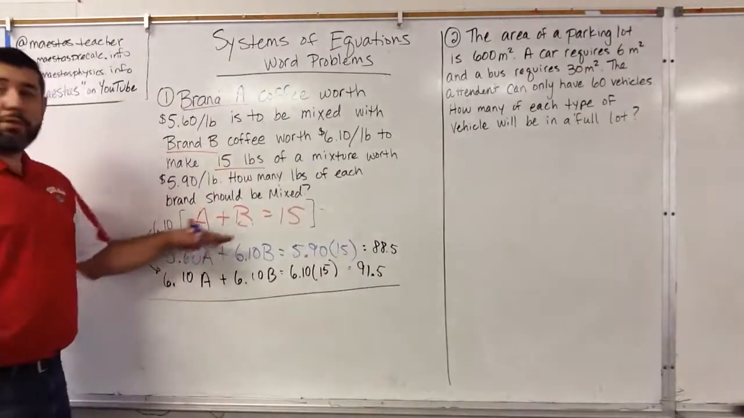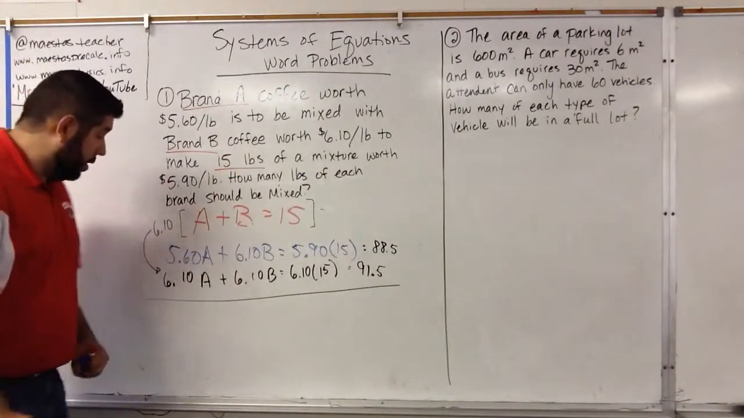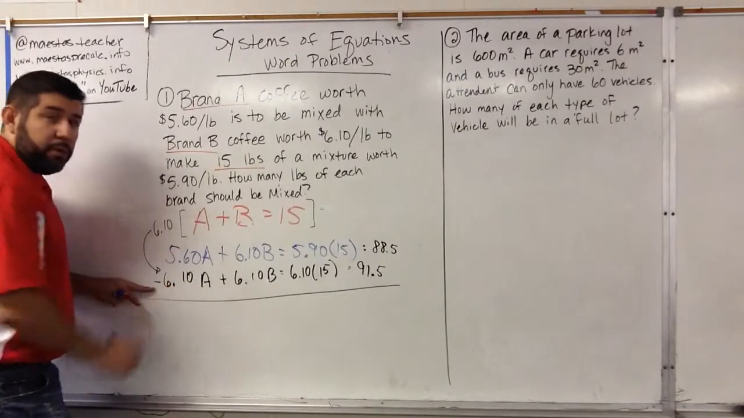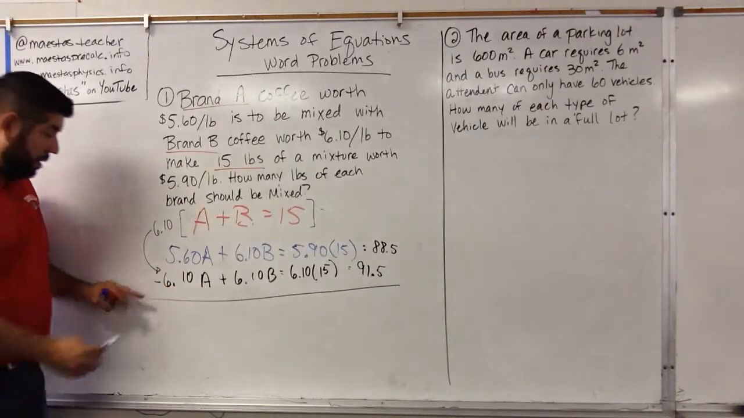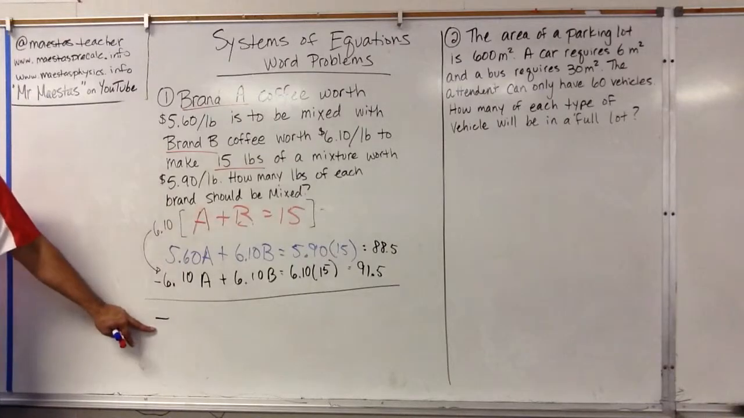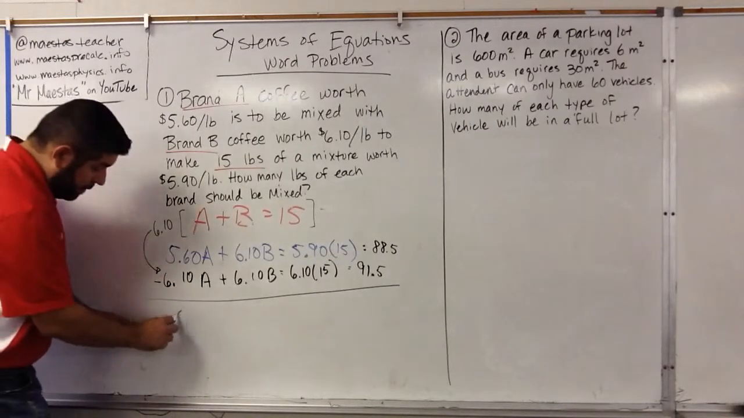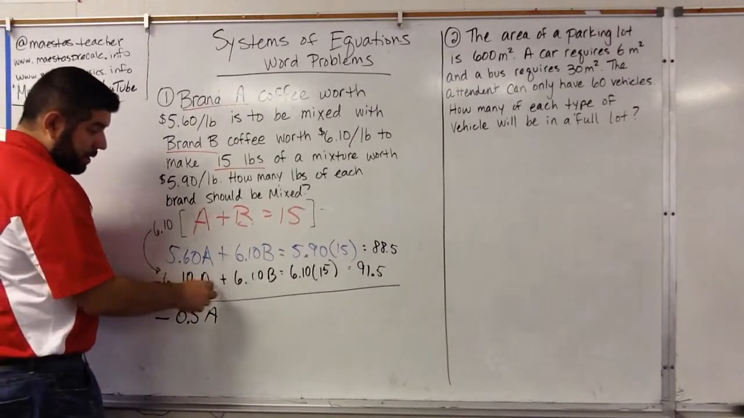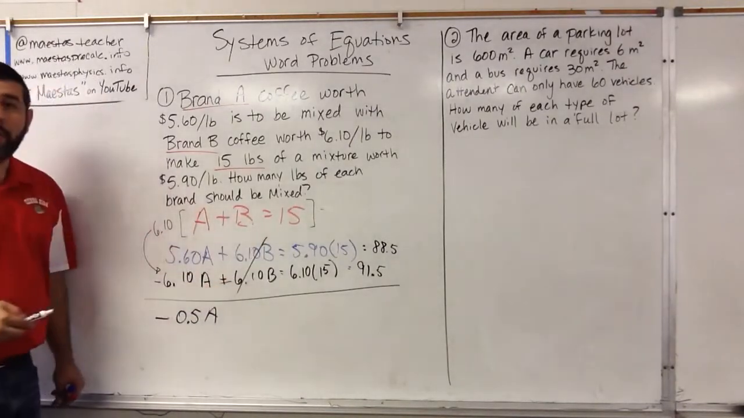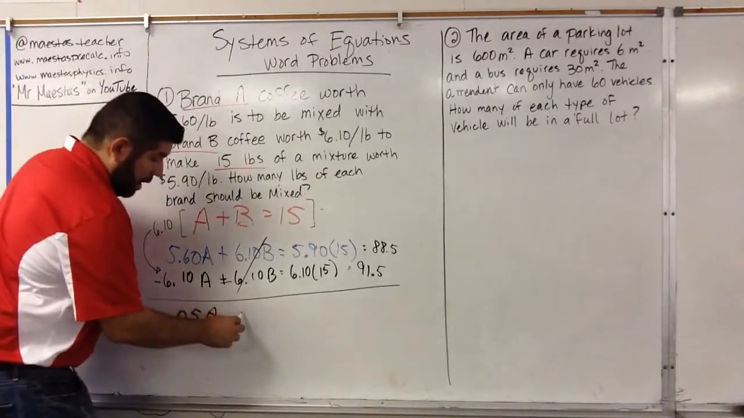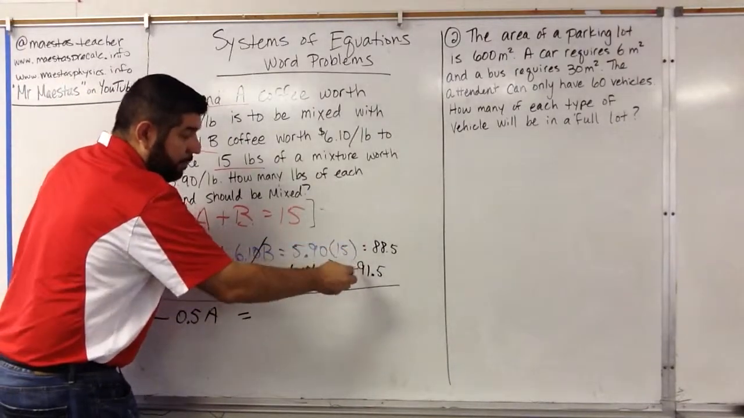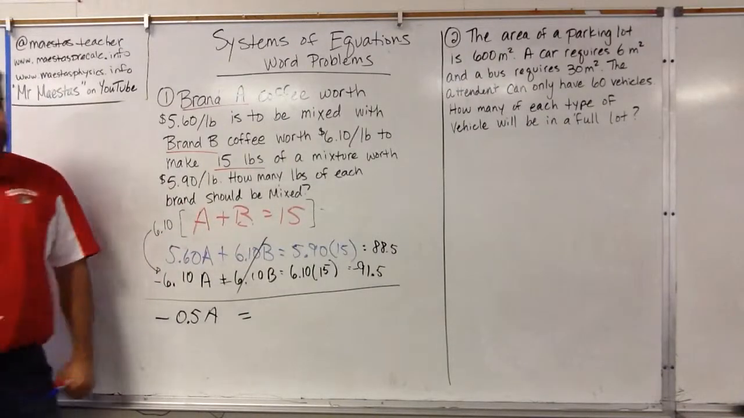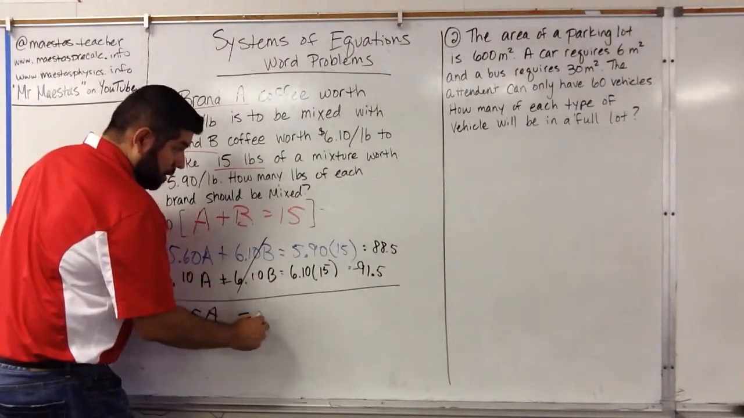Then we're going to subtract these two equations. If we take 5.6A and subtract 6.10A, I'm going to get negative 0.5A. Subtracting these two will get rid of our B. And subtracting 88.5 and 91.5, we're going to get negative 3.